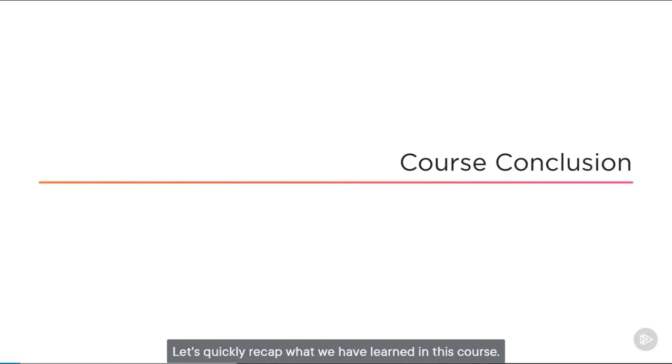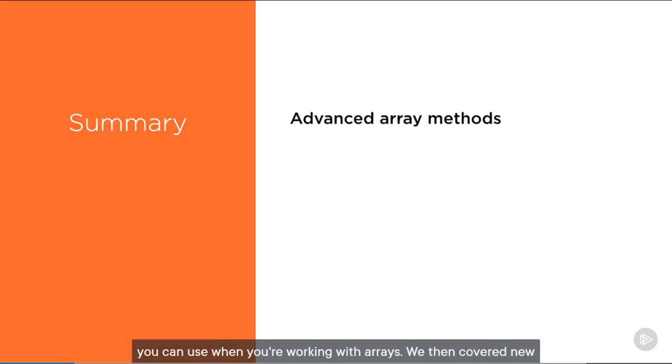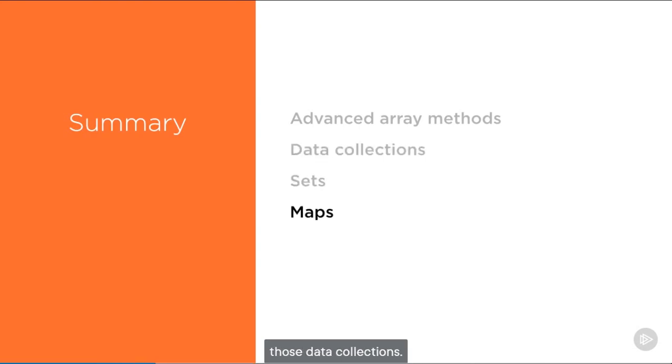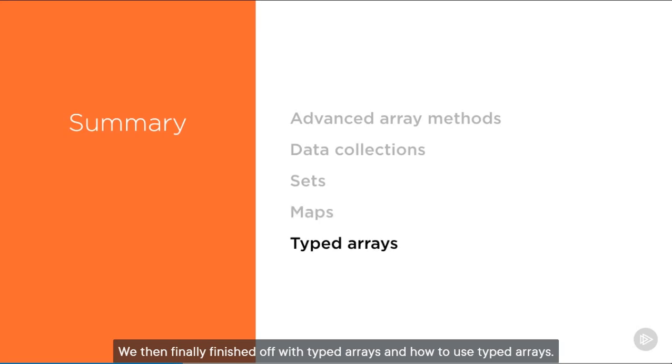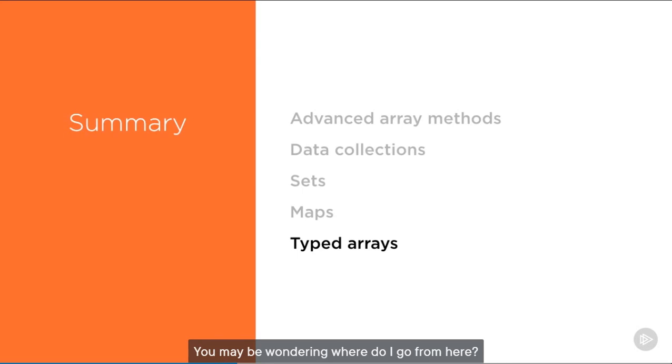Let's quickly recap what we have learned in this course. We started out by talking about some more advanced methods that you can use when you're working with arrays. We then covered new collection types like sets and maps and how to work with each of those data collections. We then finally finished off with typed arrays and how to use typed arrays. You may be wondering, where do I go from here?